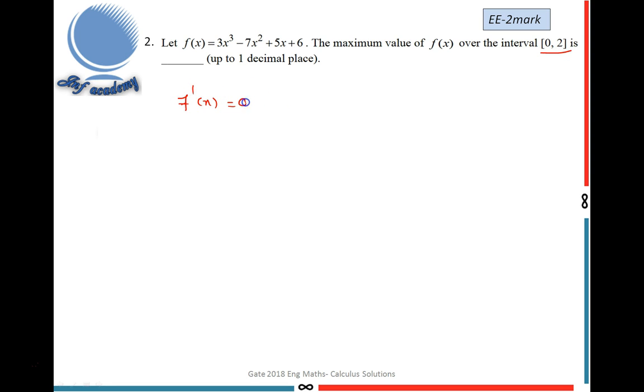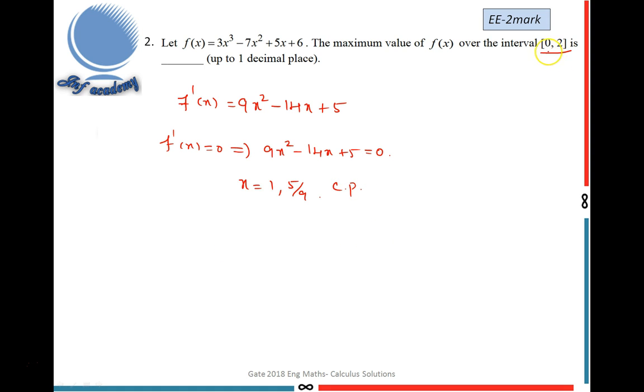Now first I find f dash of x, the first derivative. This is 9x square minus 14x plus 5. Next, I solve the equation f dash of x equal to 0 to get the critical points. This is 9x square minus 14x plus 5 equal to 0. Solving this quadratic equation, I got x equal to 1 and 5 by 9. The critical points are 1 and 5 by 9.